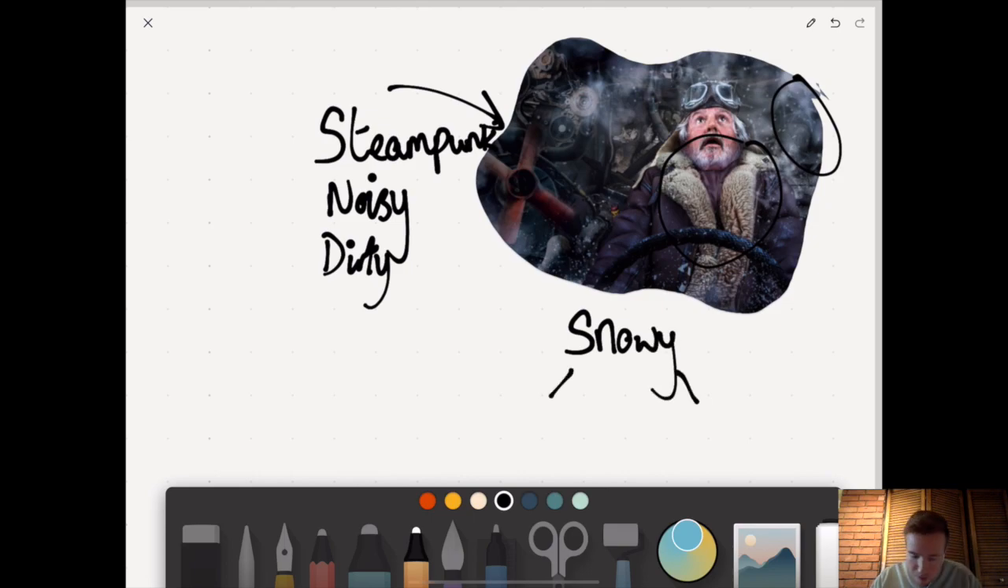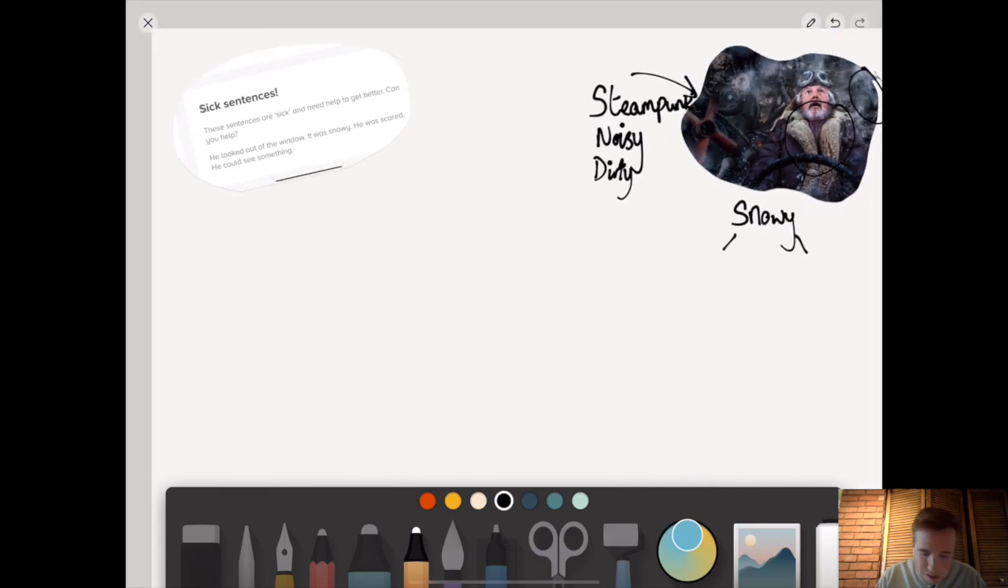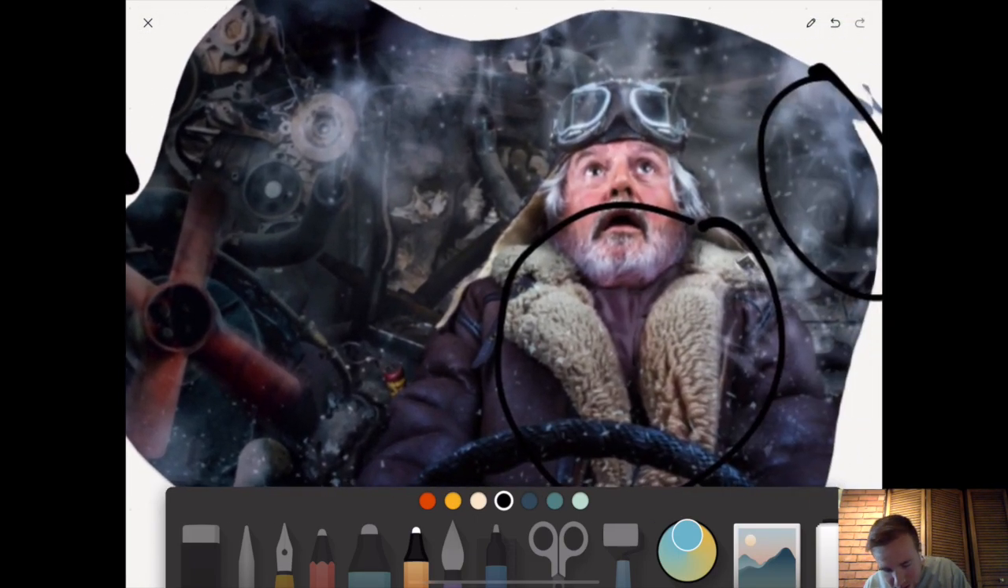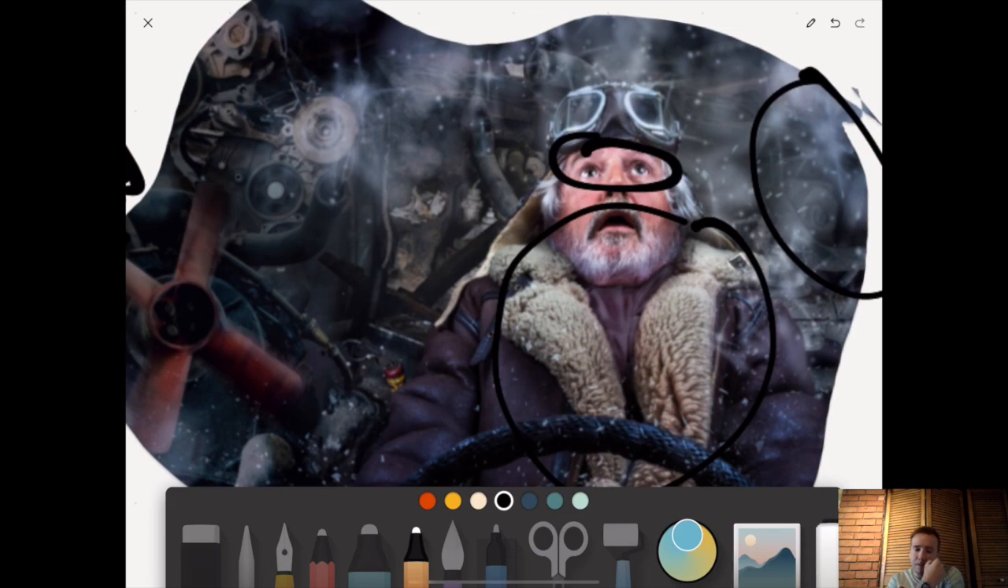And then the most important thing, which again, it says he was scared, he could see something. If you look at his eyes there, he's just caught sight of something that's terrified him.